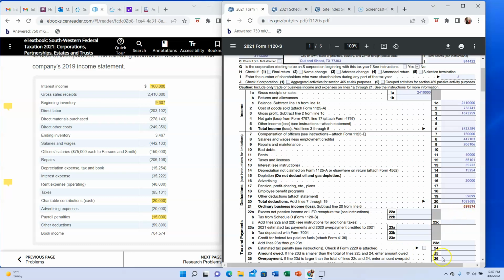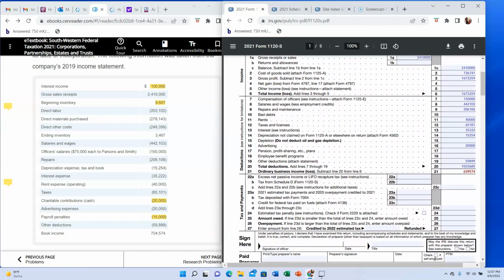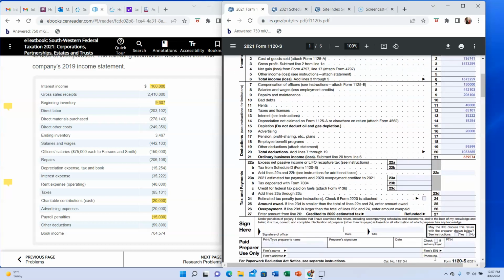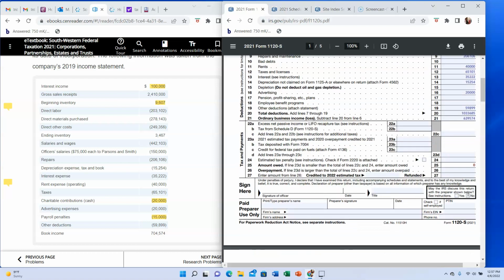All right, we don't have anything in the next section because we don't have any tax. We don't have any built-in gains tax or any excess net passive income tax or LIFO recapture tax. So we don't need to worry about any of that. So our estimated amount I owe, I'm just going to put a 0 there.